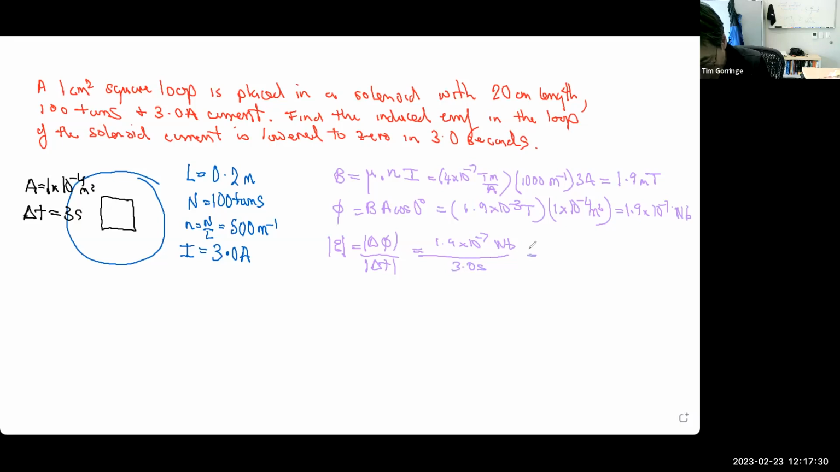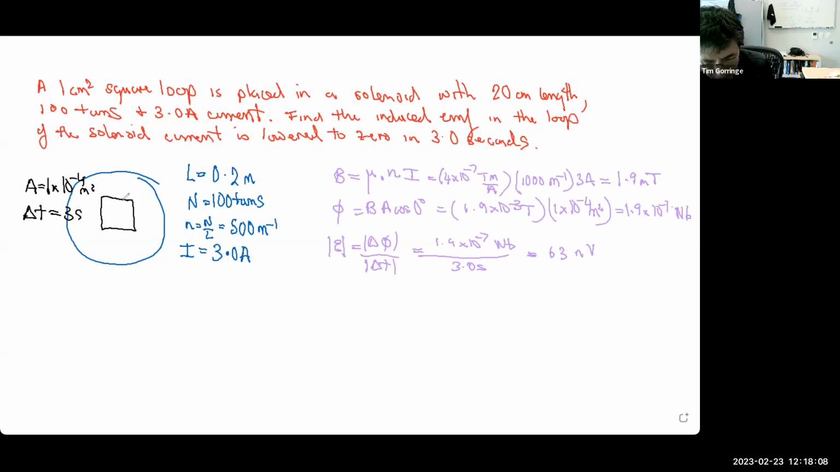And so all I've got to do is divide the 1.9 × 10^-7 by a factor of 3. And that number I've written down is 63 nanovolts. So a nanovolt is 10^-9 volts. So this is 6.3 × 10^-8 volts. So it's a tiny, tiny voltage that the effect of induction, electromagnetic induction, has produced.